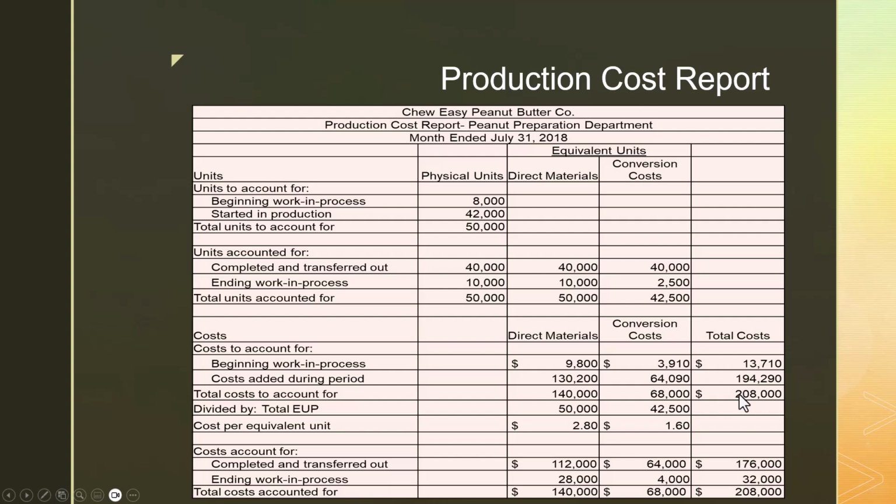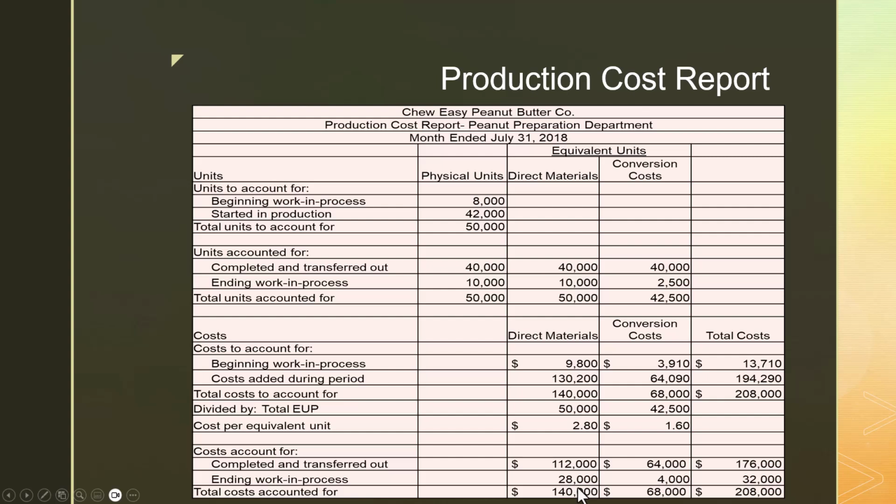And with that information, we can determine how much of the total cost that we had in this particular department, in the peanut preparation department, should be assigned to units that got transferred out to be further produced in the second step of production, and how much of that should be assigned to units that are still work in process when the period ends, or in this case, this department's ending WIP.